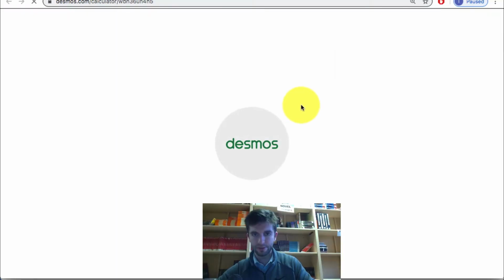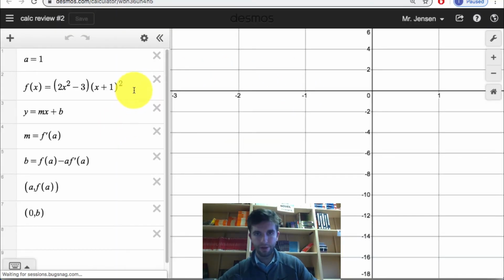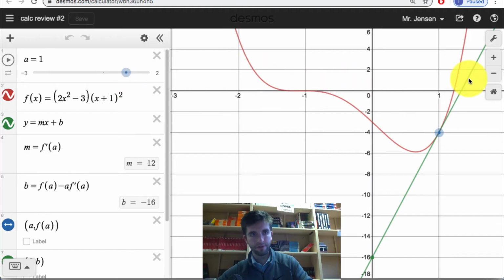So let me go to this Desmos link here. So I've got the function graphed. So here's the function, this function here, f of x. We want the equation of the tangent line at x equals 1. So I've got Desmos graphing that tangent line for us. We want the equation of that tangent line at this point right here.